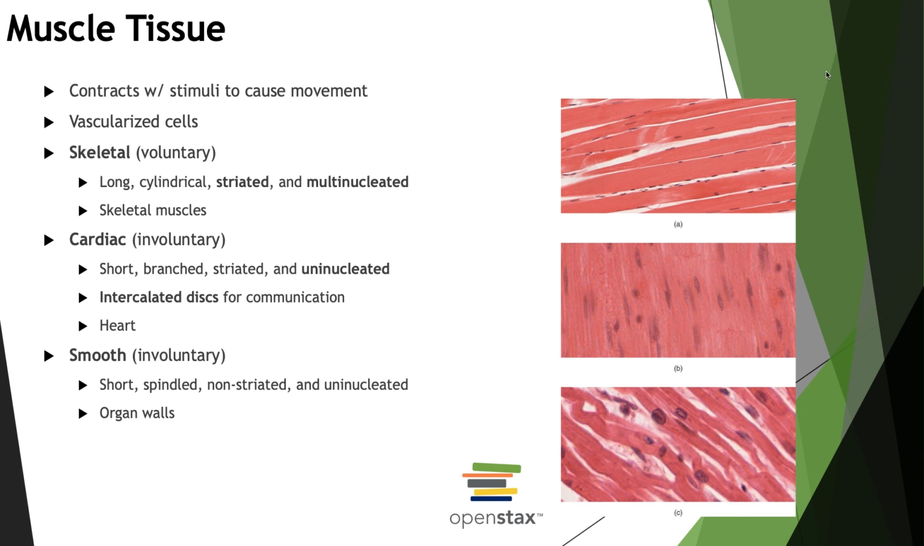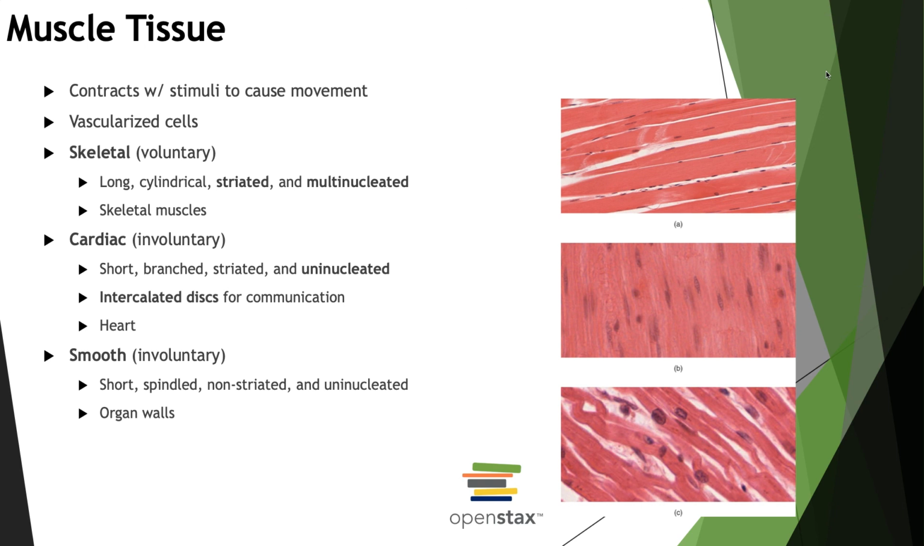Three different types of muscle tissue that we're going to talk about. Muscle tissue contracts with stimuli to cause movement, and they are highly vascularized. A lot of muscle tissue contains a lot of mitochondria, and that's because in order to do these high-level contractions, they require a lot of energy. So the three types we're going to talk about are skeletal, cardiac, and smooth.